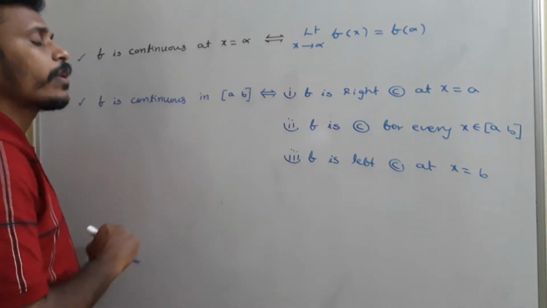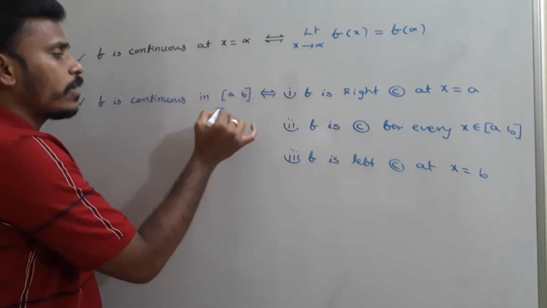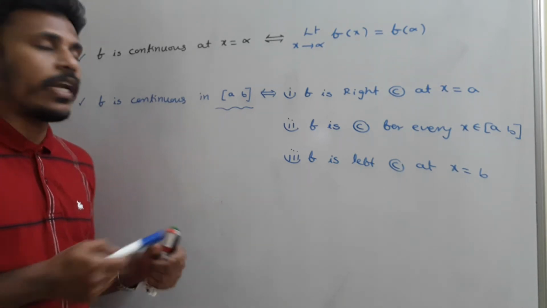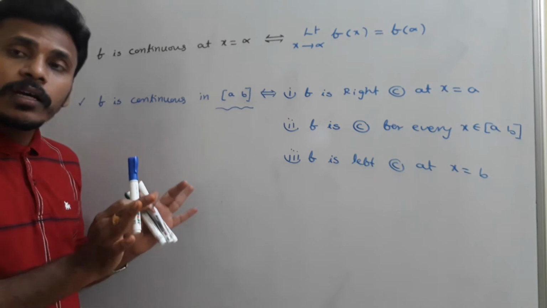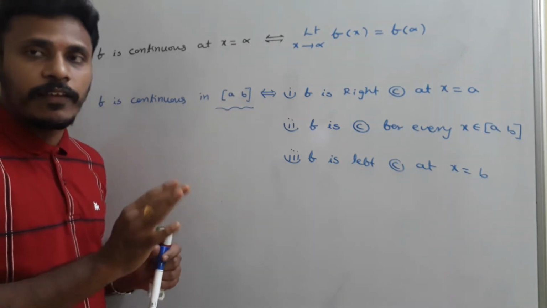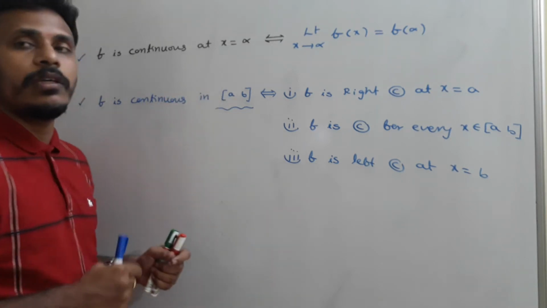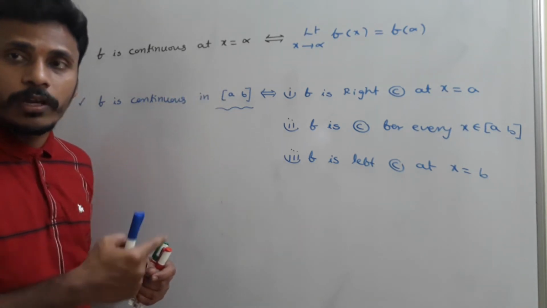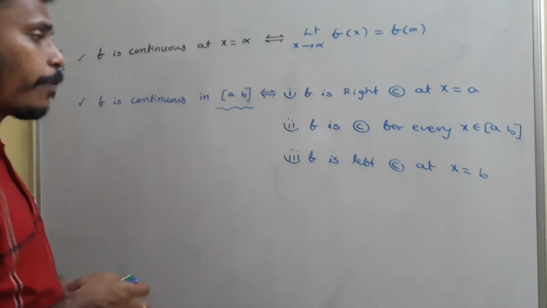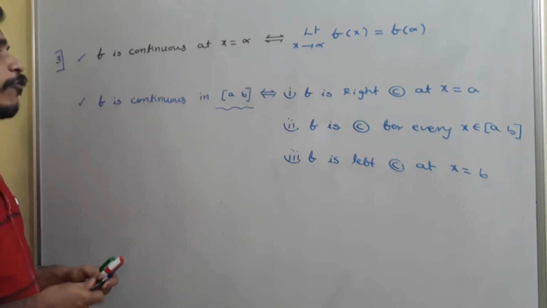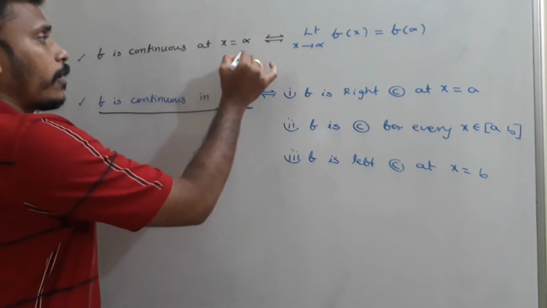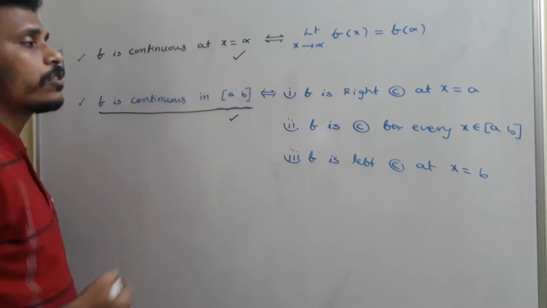See, f is continuous in the interval ab. The interval is from a to b. So at a, it is enough that it should be right continuous. At b, it is enough that it is left continuous. And in between ab, for all the points in between ab, the function should be continuous. So if these three happen, then we conclude that f is continuous in the interval ab. Continuity at a point, and continuity in the closed interval.